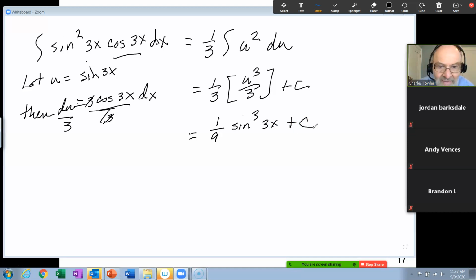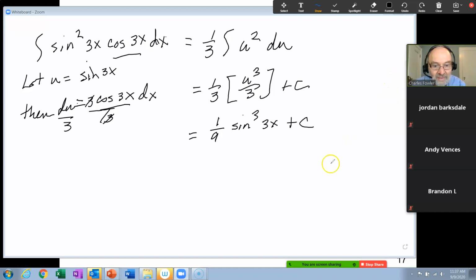Let's see what they got. Yep, 1/9 sine cubed 3x plus c. Okay, and you can go back and take derivatives and you see that's what's happening. All right. Oh, look at that. We've still got several minutes left. So any questions on this one? Do I need to leave it up there a little longer, or do all of you have it?